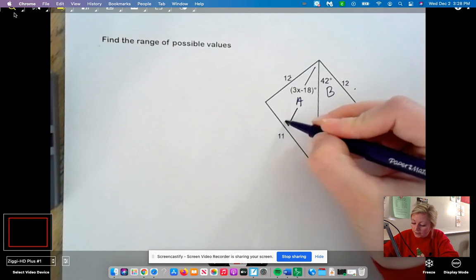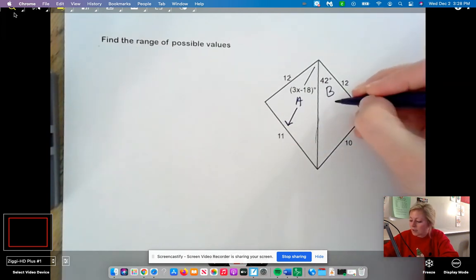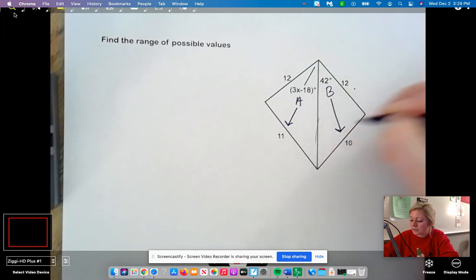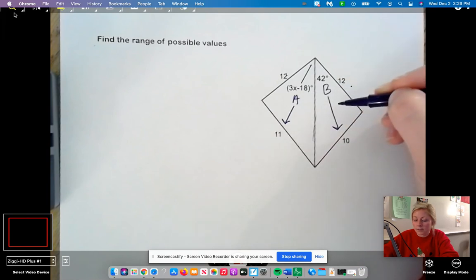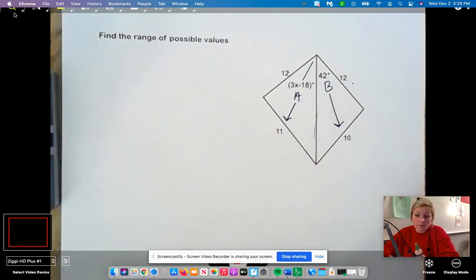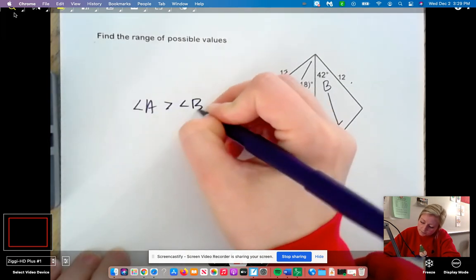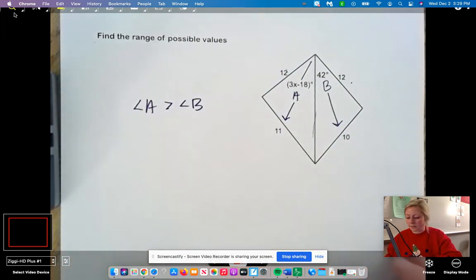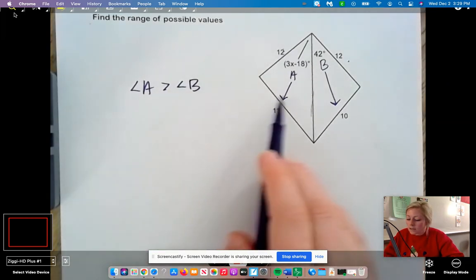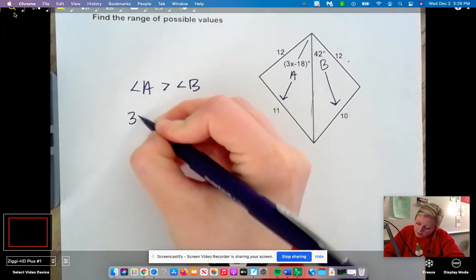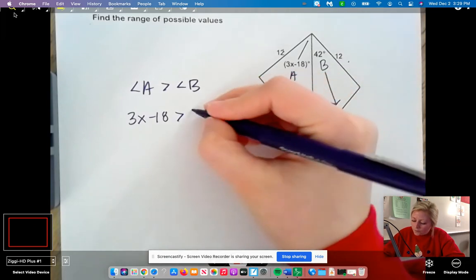So if I look, angle A is across from 11. And angle B is across from 10. So we know that angle A has to be bigger than angle B just because 11 is bigger than 10, right? So angle A is greater than angle B. You don't have to write that. I'm just trying to show you my thought process. Now let's fill in. Angle A is 3x minus 18, which is greater than 42.